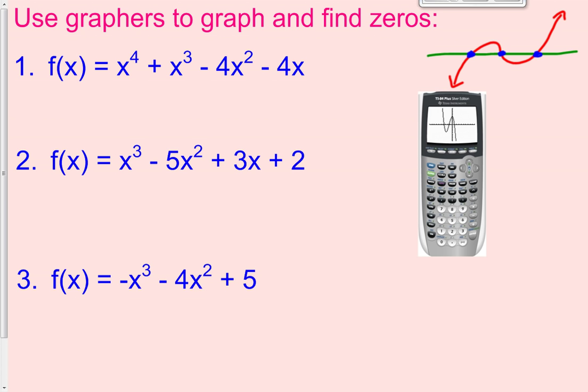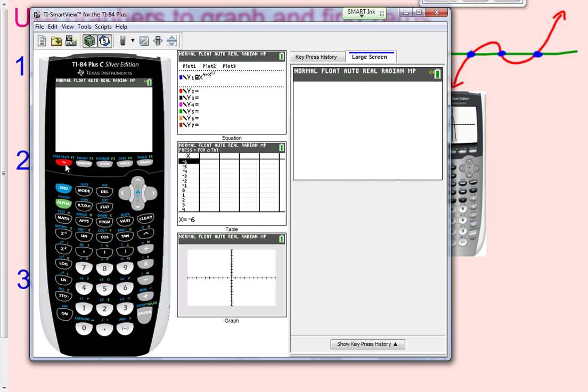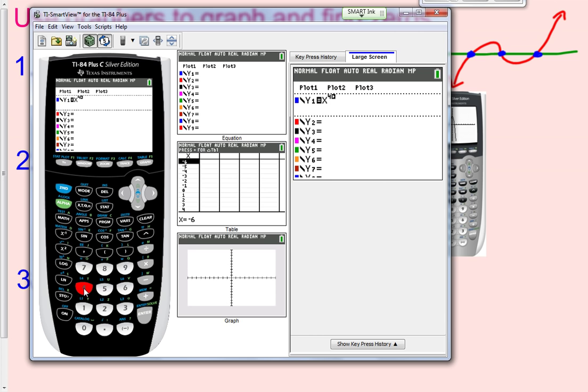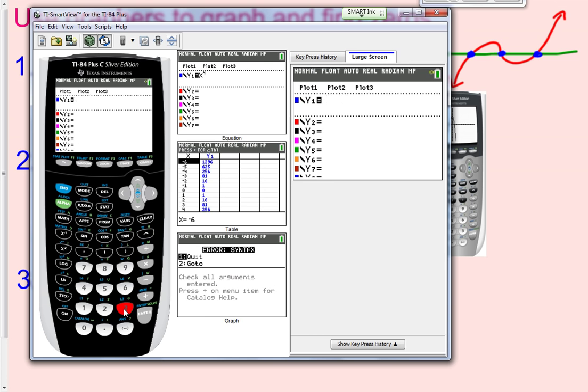So for problem number 1, let's put that into our calculator. Open up your graphing calculator, press y equals, and let's put in that very first one. Y equals x raised to the 4th power plus x raised to the 3rd power minus 4x squared, and then minus 4x.